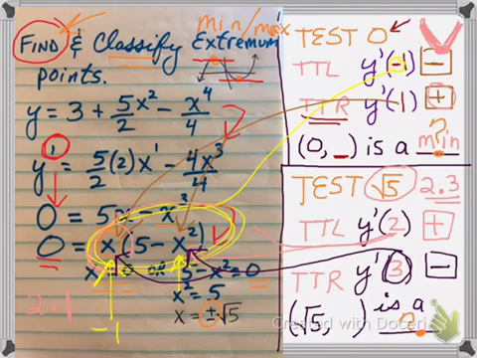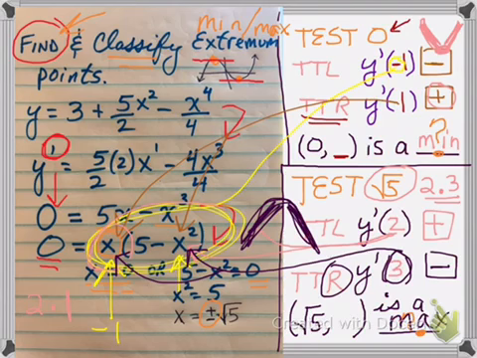Now let's visualize the slope again. To the left, the slope is positive. That's going uphill. To the right, the slope is negative, so that means it's going downhill. Notice it's forming a peak or a maximum point. So this ordered pair, square root of 5, is a maximum point. 0 is a minimum point. I am classifying the points after I have found them.